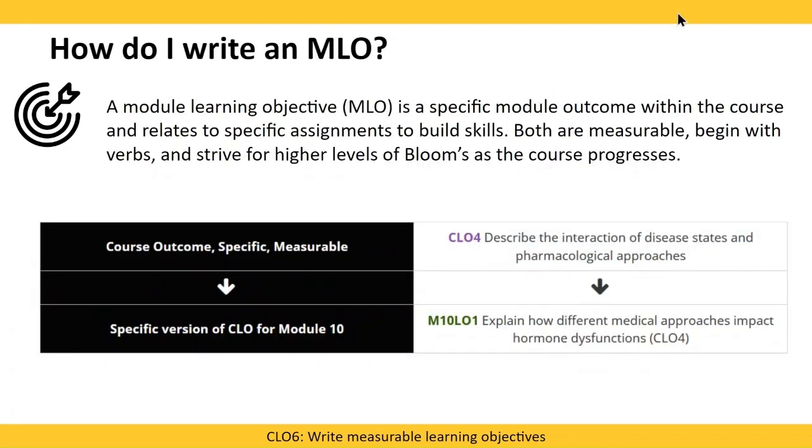After you have identified your CLOs, you can create module learning objectives that support them. Continuing the example about disease interactions, a more specific objective for Module 10 is to focus on a topic. In this case, it is hormone dysfunctions. The verb is explain, while the subject is medical approaches, and the condition is hormone dysfunctions. What students are asked to do is discuss a very specific subject and event.